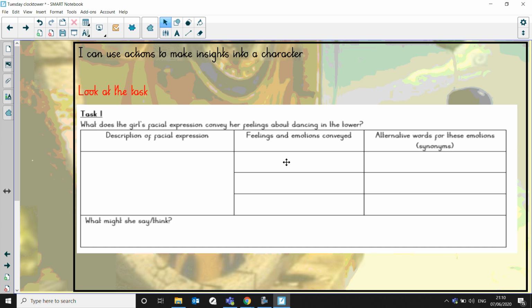And then in this box here, you can use an online thesaurus or a thesaurus you might have at home to find alternative words or synonyms for these, so words that mean the same thing. You might also find it useful to jot down things that she might be saying or thinking in this box here.